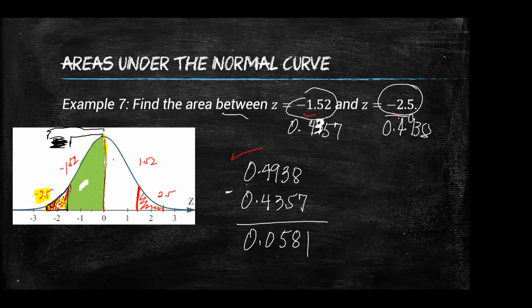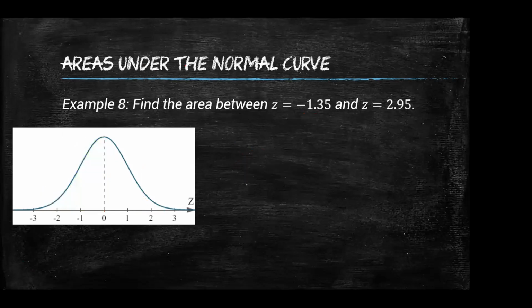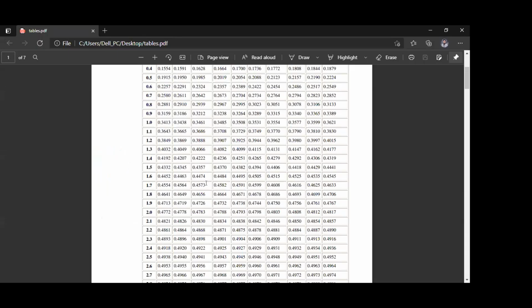Okay. Next po is ito. What if kung magkaiba yung sign? Ayan. Negative 1.35 and 2.95. Sige, we will find first the value of these numbers. Okay, ano yung area nila dun sa table? So we have 1.35 and 2.95 ba? Mabilis makalimot, di ba? Ayan, hanapin ko muna. Saan na ba yun? Ayan.